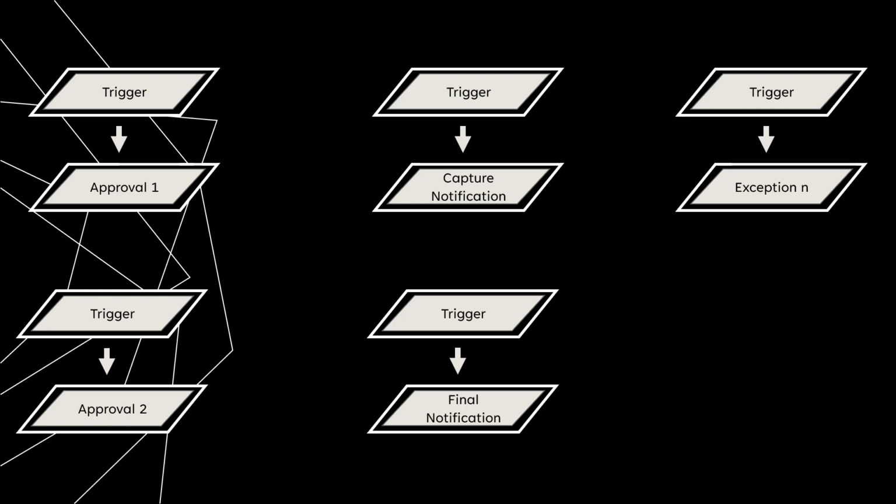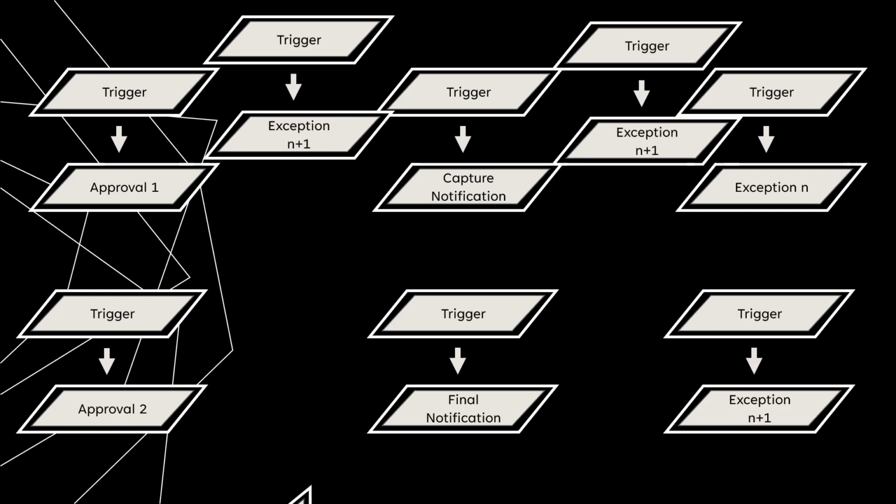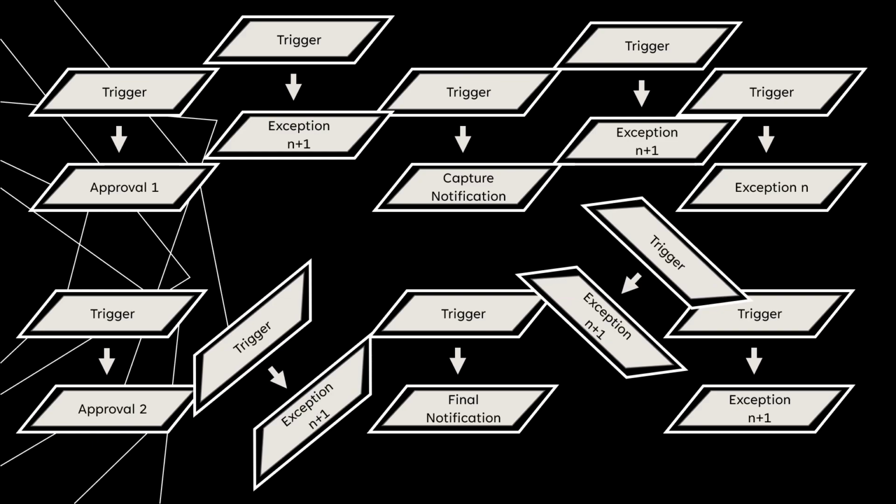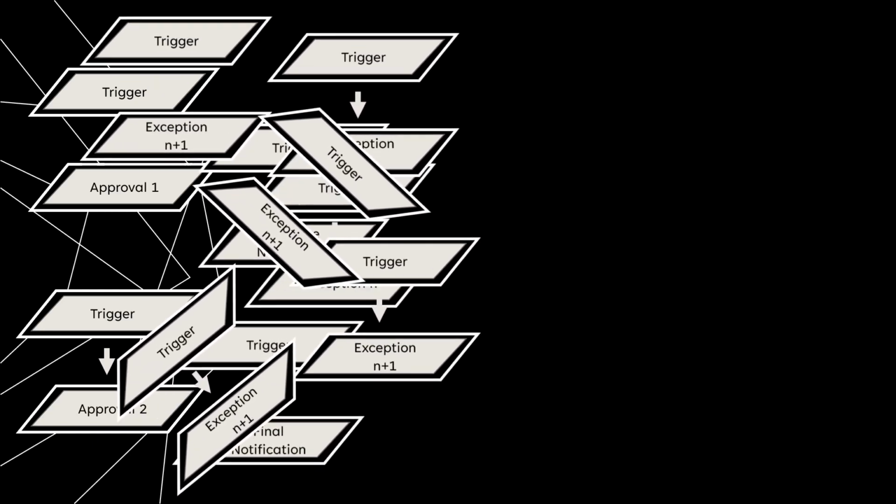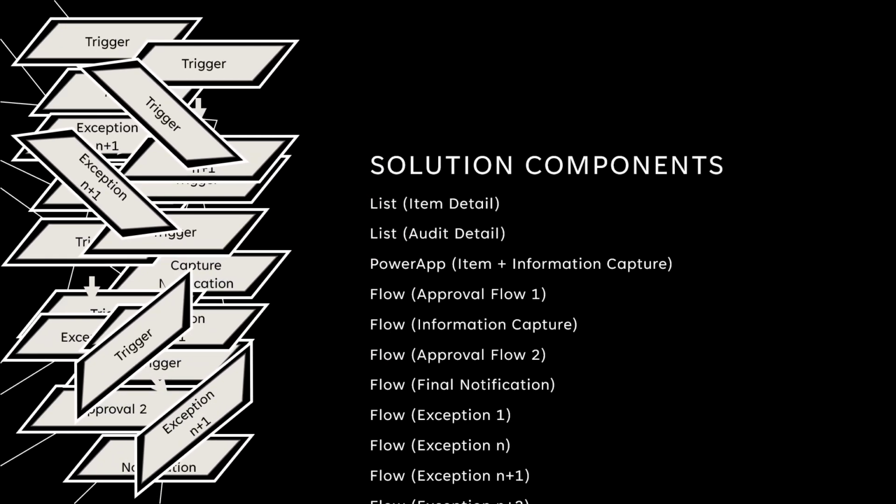We have another one for a first exception, a second exception, third, fourth, fifth. We get a whole bunch of different workflows. So now our nice simple workflow has turned into a whole list of components. We've got our list item, we've got our audit list, we've got our Power App, maybe two Power Apps or one with two screens, so our item and our information capture, and then we have all these different flows. So it gets complicated in a hurry as soon as we want to change it.